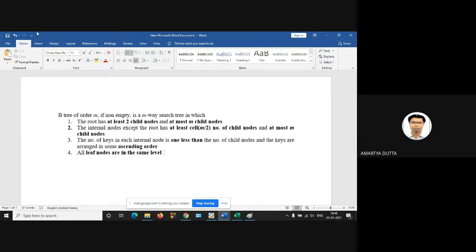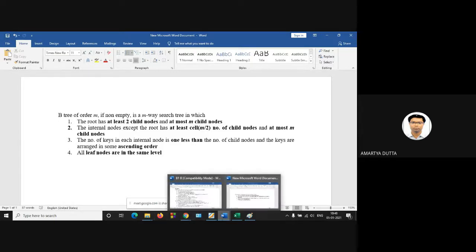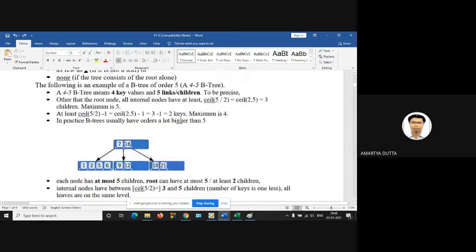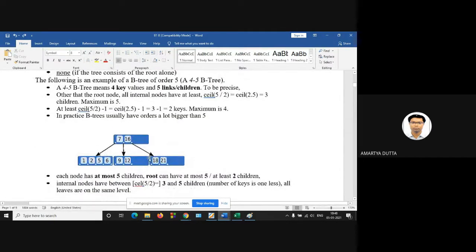Okay, now we have to visualize a B tree. So this is a B tree, an example of a B tree whose order is 5. Is the tree visible? Yes, sir. Here the value of m is 5, so its order is 5.